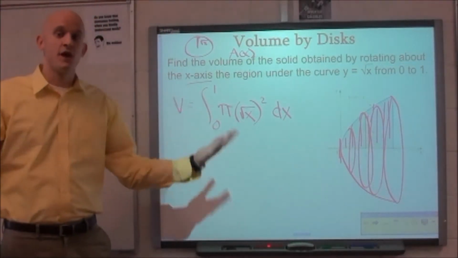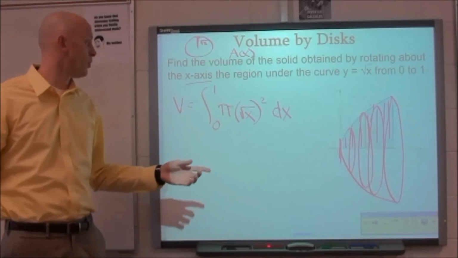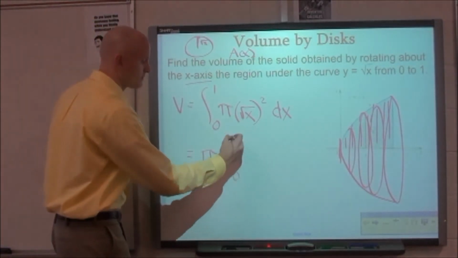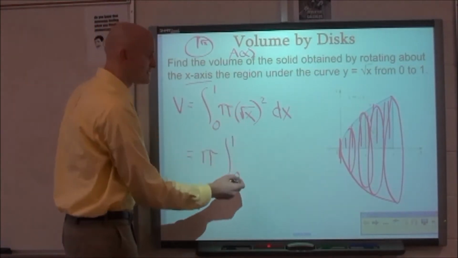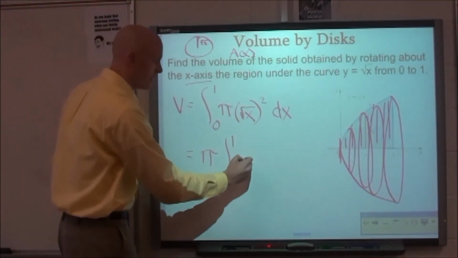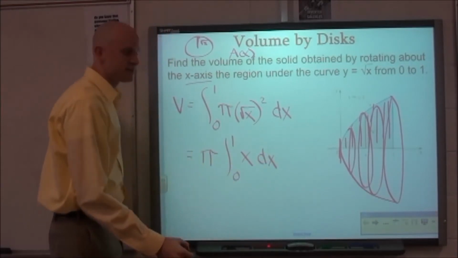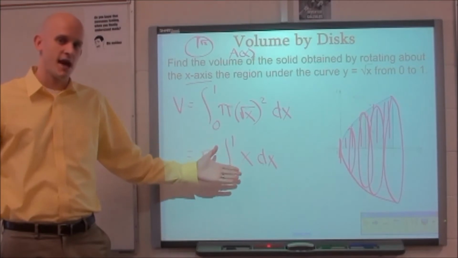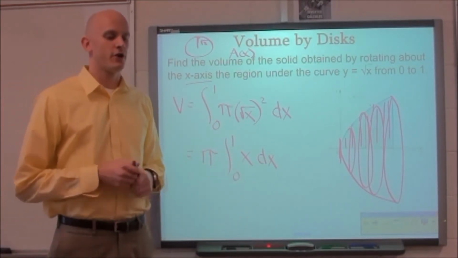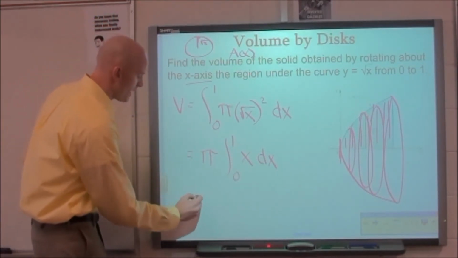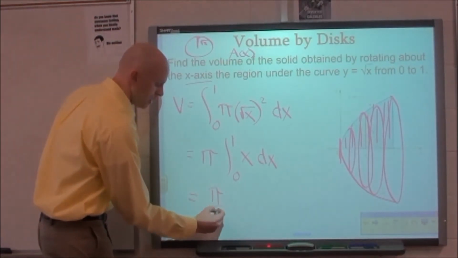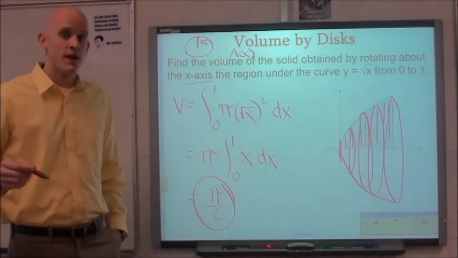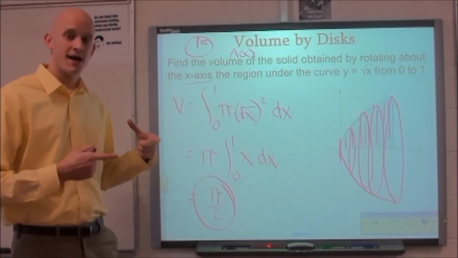This is something that we've done plenty of times up to this point. We can simplify here. We can take the constant out, integrate from 0 to 1, and simplifying this here, it is x dx. You can go ahead and simplify that very easily, finding the antiderivative and applying the fundamental theorem of calculus. And when you do that, you should come up with an answer of pi over 2 for the volume. That's a quick review of volume by discs.